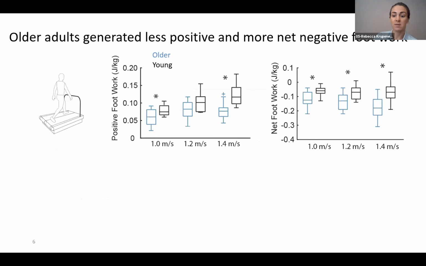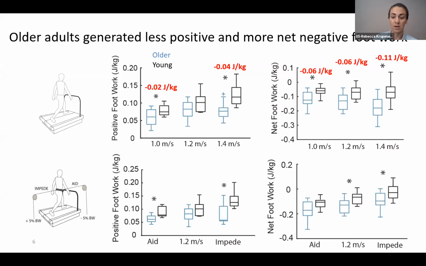Here we see positive and negative foot work across each of our 3 speeds. Starting with positive work in the top left corner, older adults in blue generated less positive foot work compared to young adults in black at the slowest and fastest speeds, and more net negative foot work across all speeds. On the bottom, we have positive and negative foot work during aiding, normal, and impeding walking. Older adults generated less positive foot work during the aiding and impeding force conditions, and more net negative foot work in the normal walking and impeding force conditions. To summarize, we found that on average, older adults generated less positive and more net negative foot work compared to young adults.